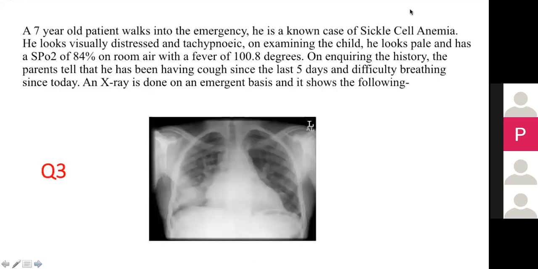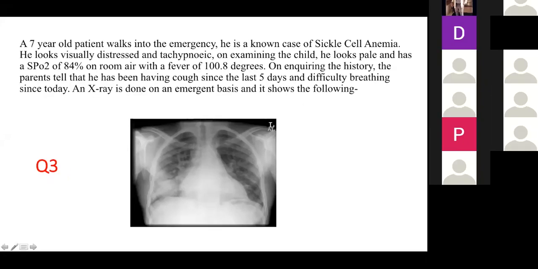So please read this station carefully. So we have a 7-year-old who walks into the emergency. He's a known case of sickle cell anemia. There is distress, there is tachypnea. The child looks pale. He's hypoxic. Temperature is 100.8 degrees. On inquiring the history, the parents tell that he has been having cough for the last 5 days. There's difficulty of breathing since morning. An X-ray is done on emergent basis, and it shows this kind of a picture.